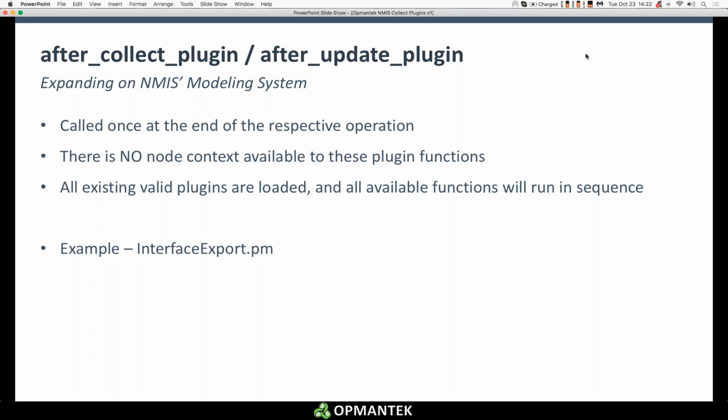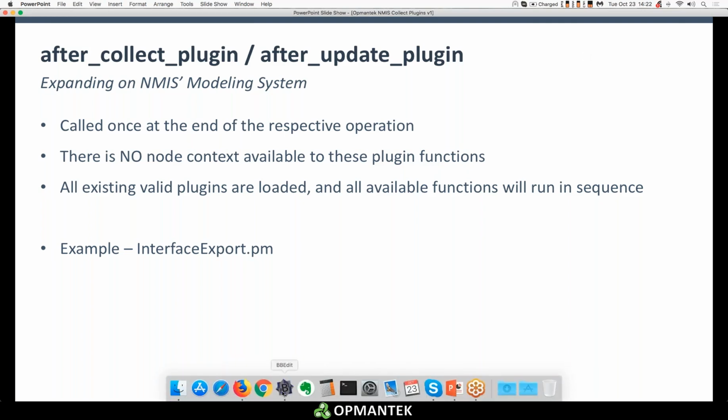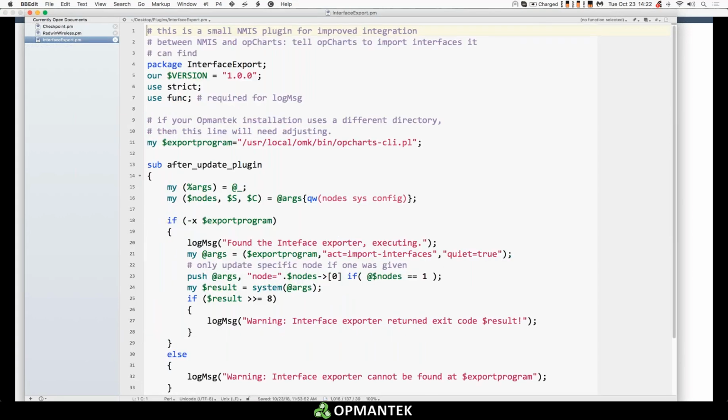An example of that is the interface export PM. Let's take a look at what that one looks like. Again, we start with the same piece, package interface export, which is the name of the file less the .pm extension, and the version. You'll notice we're not loading the use NMIS function at this point. We're just loading function to get access to log message.